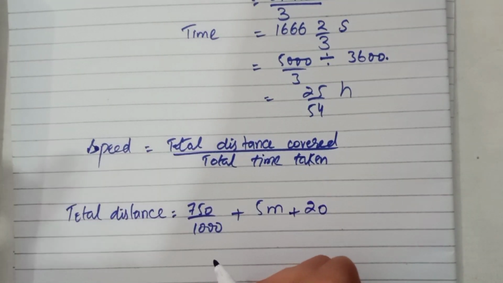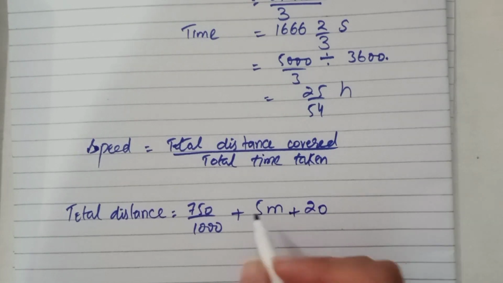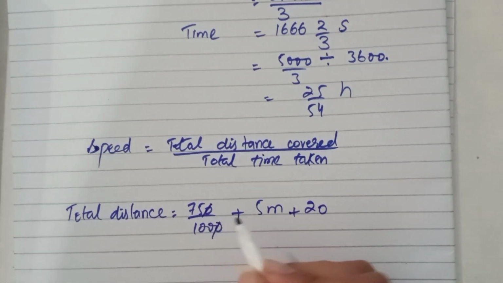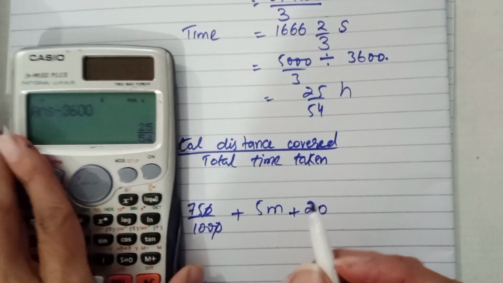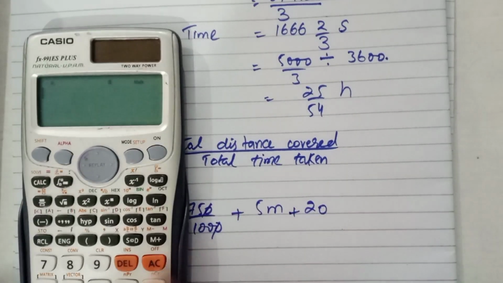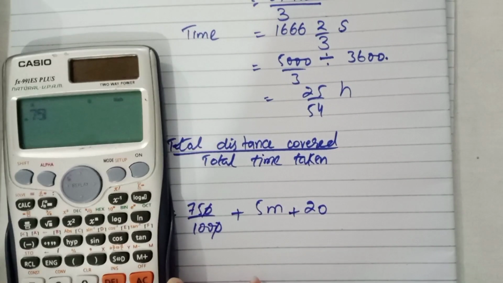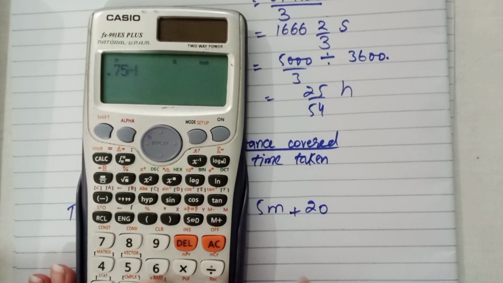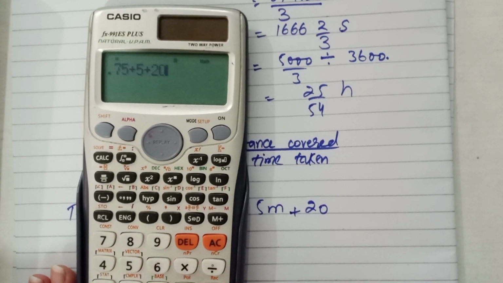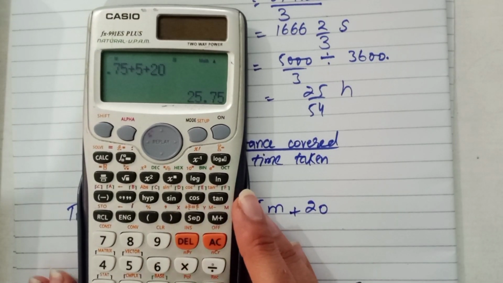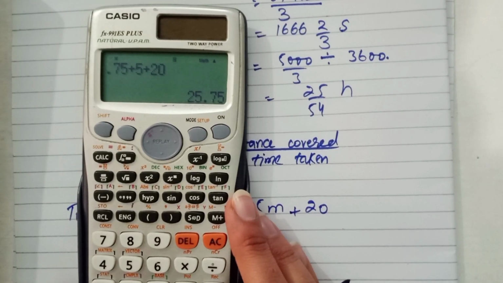20 kilometers, and by adding we get 0.75 plus 5 plus 20, we get the total distance, 25.75.